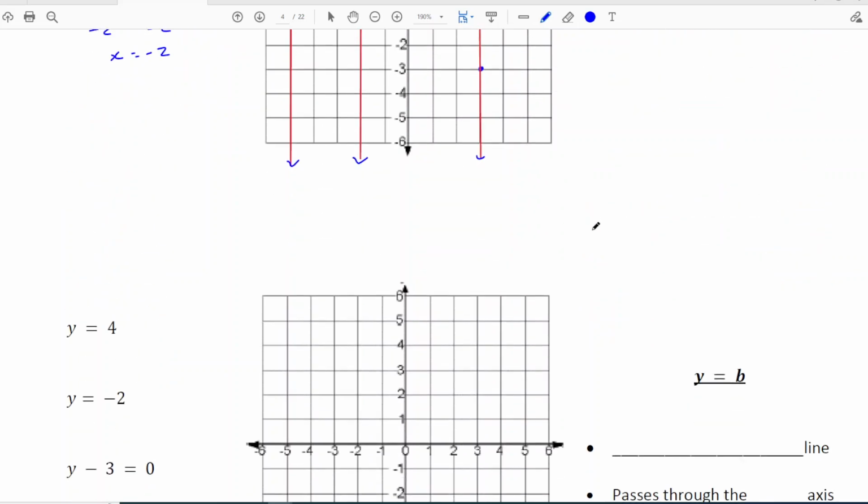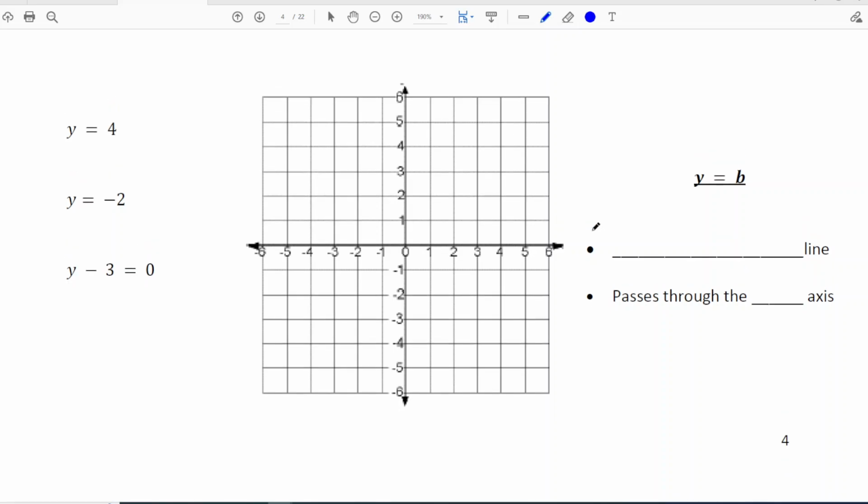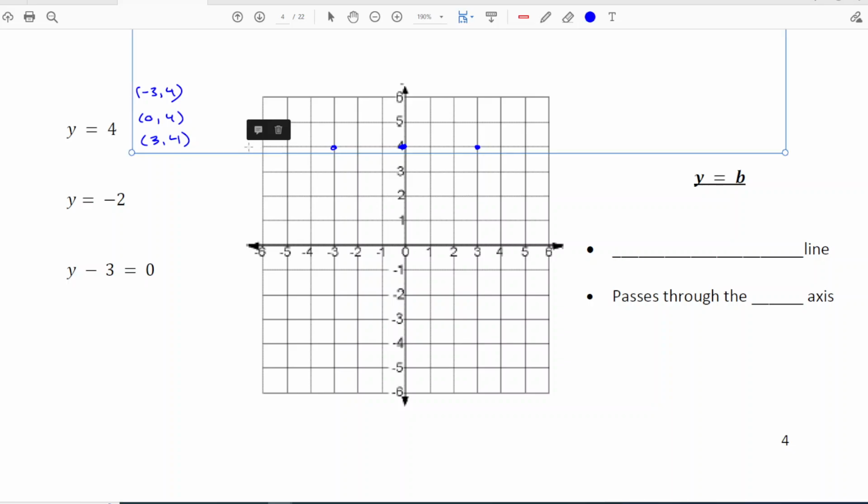All right, now we're going to do the same thing with these lines. What if I get rid of the x value? What if I have something like y equals 4? The question is, should I draw a vertical line or a horizontal line? Well, if y always has to be 4, then no matter what x is, y will always be 4. So if you think of these points, (-3, 4), (0, 4), (3, 4), should I draw a horizontal or vertical line? Horizontal! So I would draw a horizontal line.